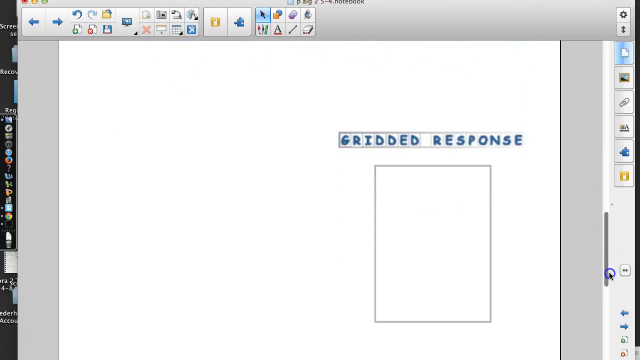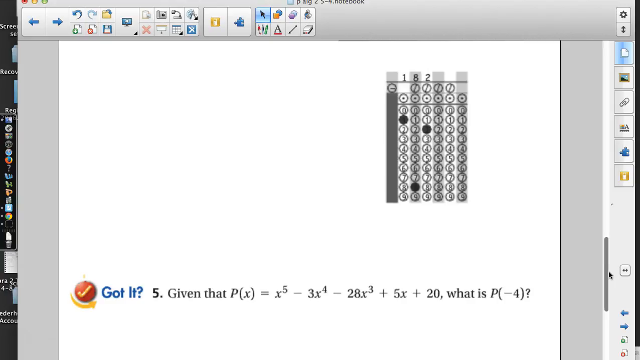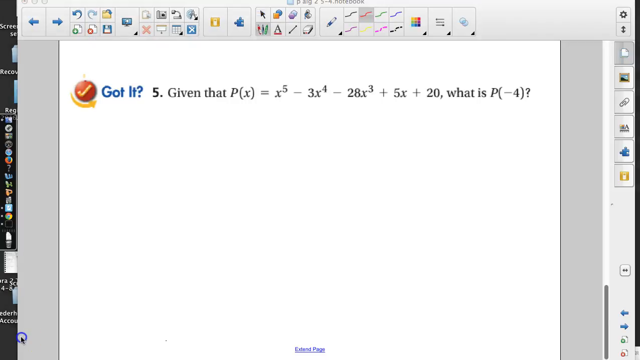Math magic. Not even going to bother showing you the gridded response because the MCAs now don't do gridded response. In the old days, just so you know, they used to have you fill in little blocks and all that stuff on paper. But you guys will take your MCAs on the computer. So here's a beautiful, beautiful problem for you to do math magic. So give it a try.